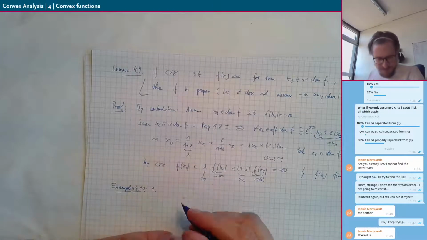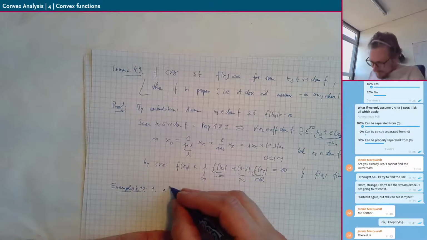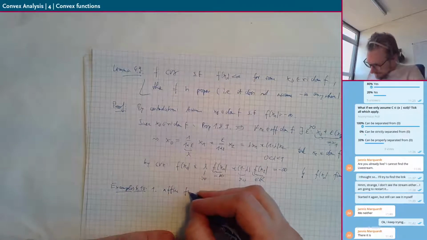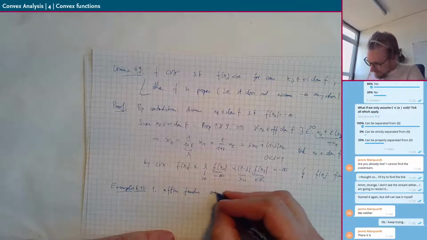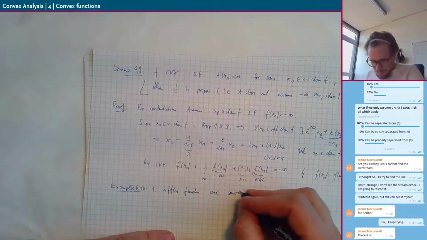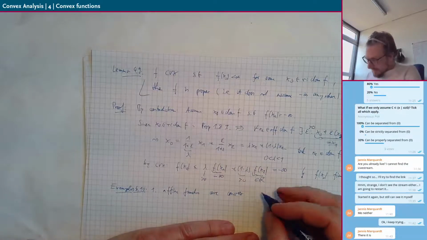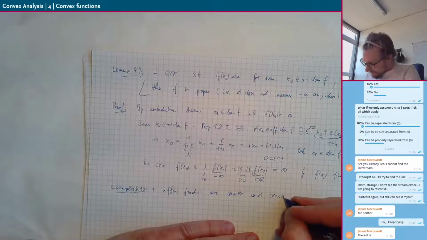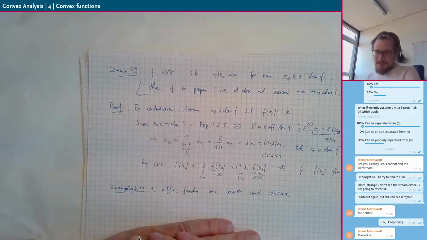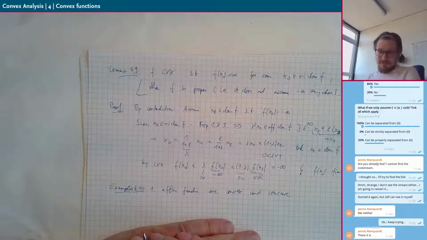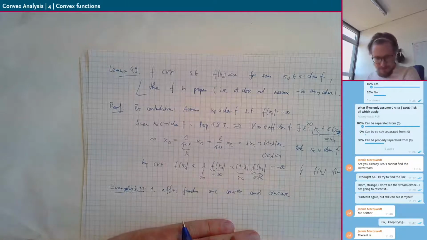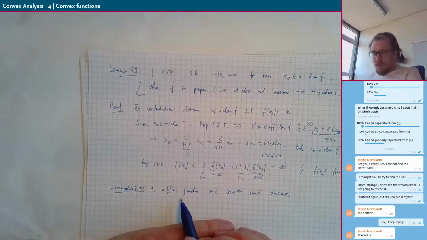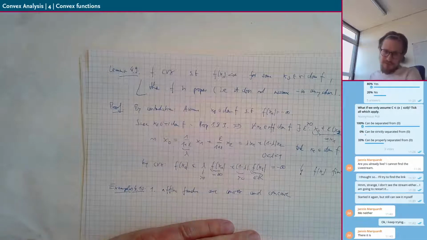The first example is affine functions. They are convex and concave at the same time. Minus an affine function is still an affine function, so it's still convex. Moreover, the affine functions are the only functions which are convex and concave at the same time. So if a function is convex and concave, it has to be affine.